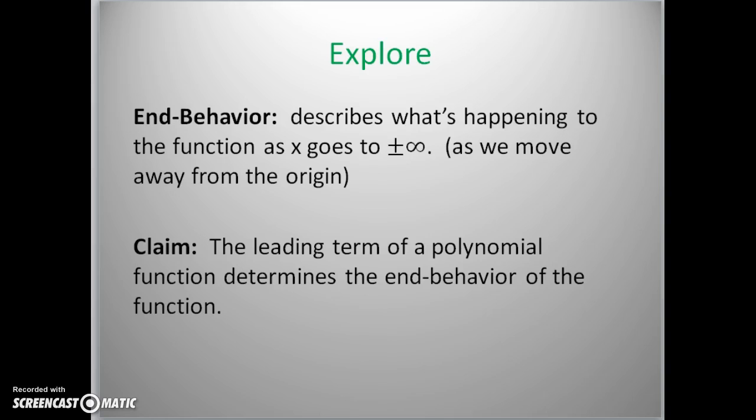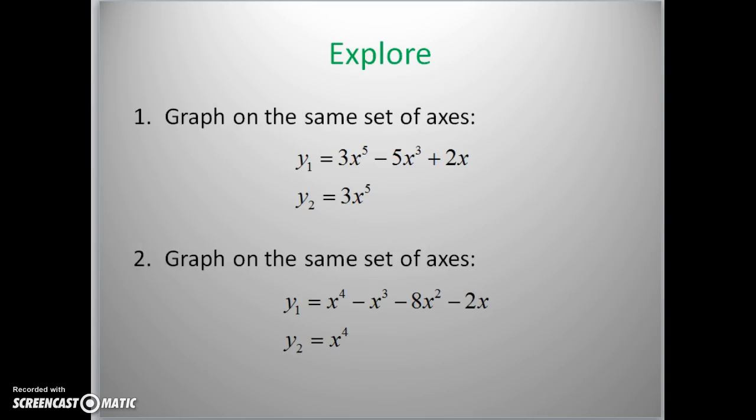Now the claim is that the leading term of a polynomial function determines the end behavior. That's all we need to look at to decide what is going to happen to this function as x goes to positive infinity and to negative infinity. So we're going to look at two sets of functions, and we're going to look at their graphs. First, we're going to graph y equals 3x to the 5th minus 5x to the 3rd plus 2x, and then we're just going to graph the leading term of that and make a comparison.